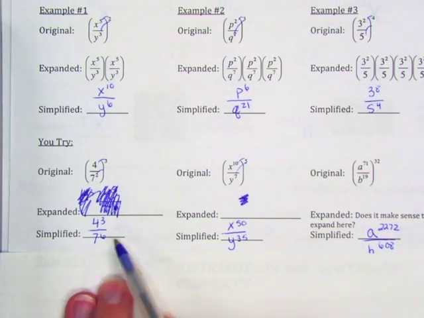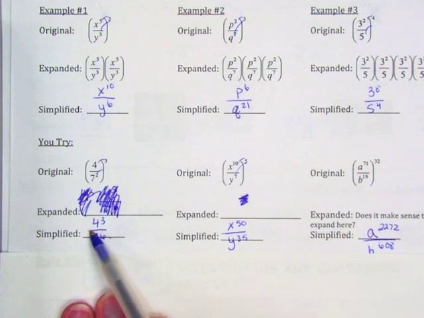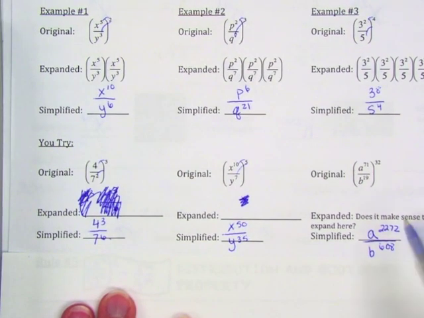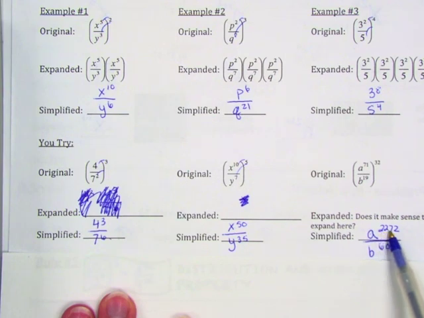Final answer you should have gotten for the first one would be 4 to the 3 over 7 to the 6, x to the 50 over y to the 35, and a to the 2,272 over b to the 608.